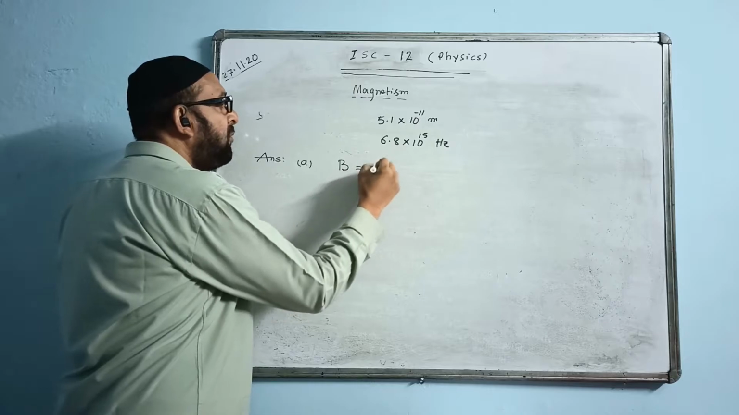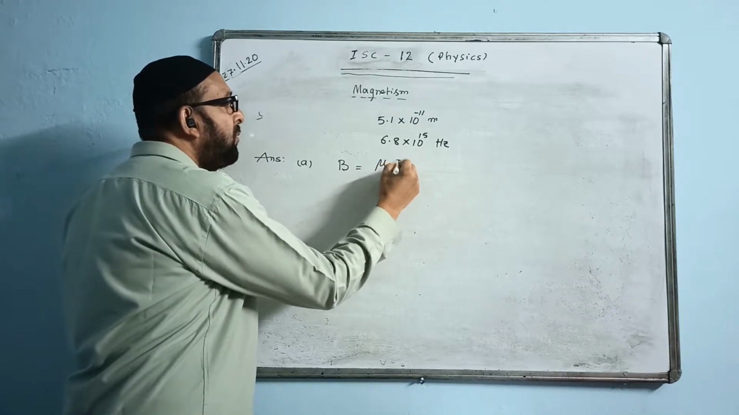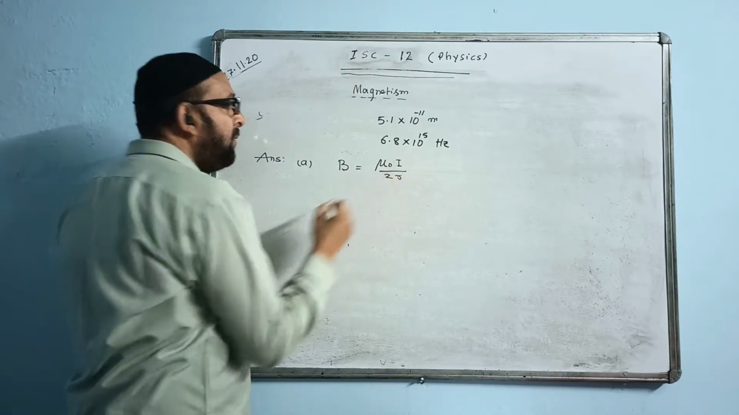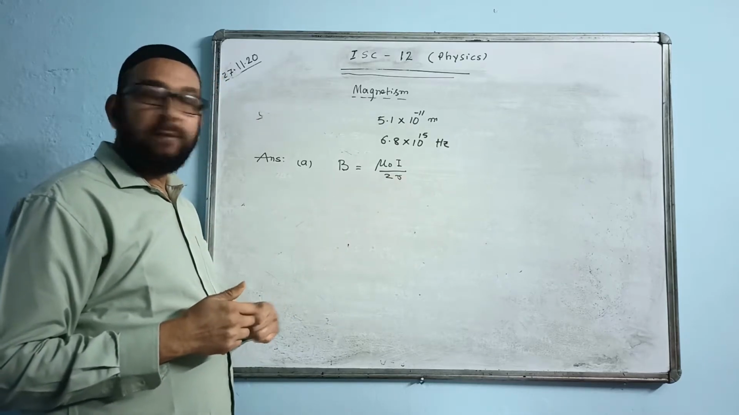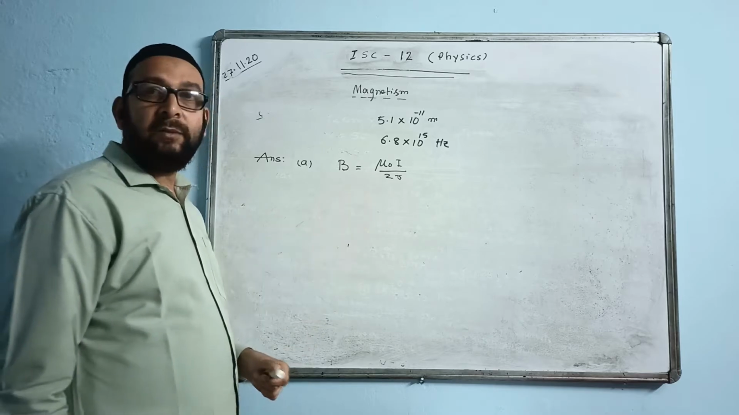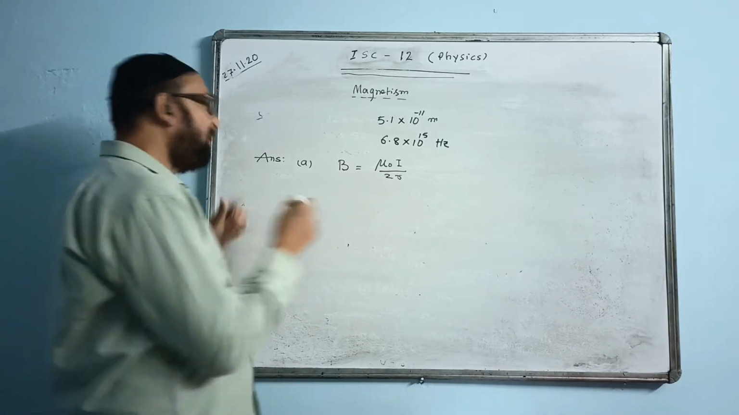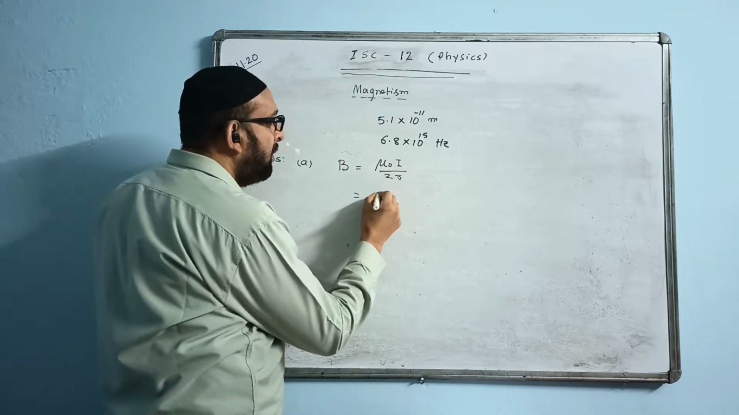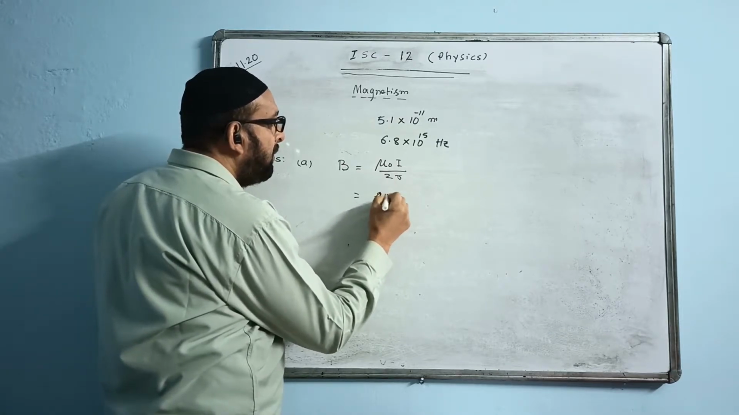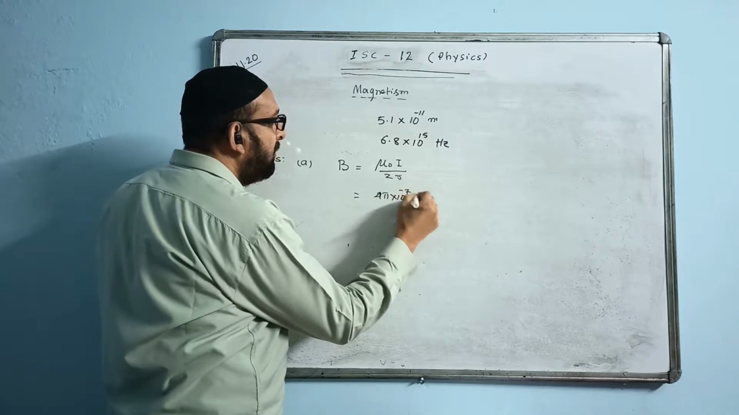B is equal to, we have the formula, you know, mu naught I by 2R. This we have done in the Biot-Savart law, in the magnetic field chapter. Let us put the value and find the value of B. Mu naught value is 4 pi into 10 to the power minus 7.